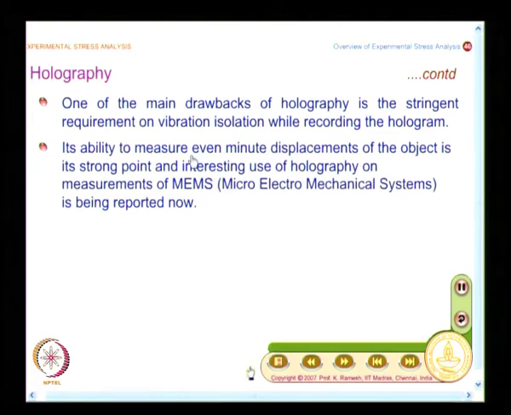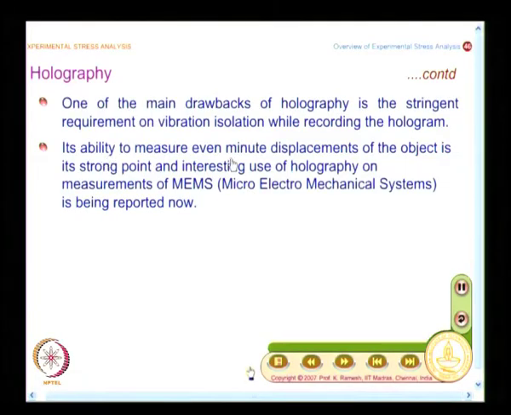because you talk in terms of wavelengths, you can record minute displacements and such tiny components as MEMS. They are nothing but micro electromechanical systems. So the actual component is very small in size, and the displacement on it will be much smaller than this. Because holography helps you to measure displacements of the order of wavelengths, you can measure those small quantities comfortably. If I have a very small component, I cannot go and paste a strain gauge.